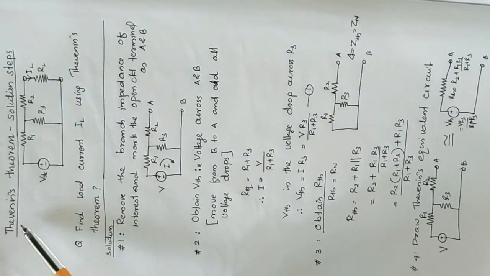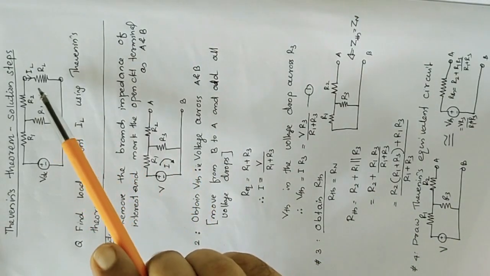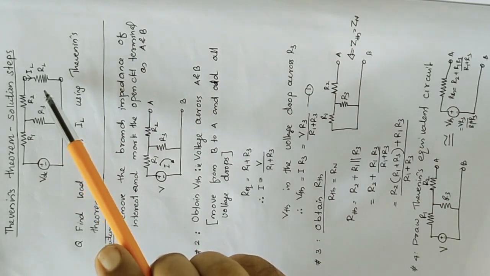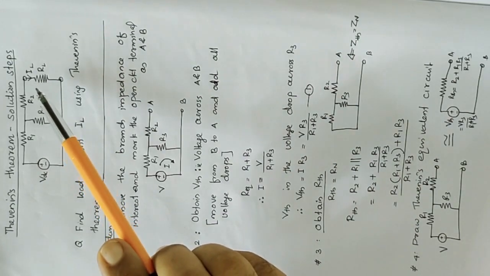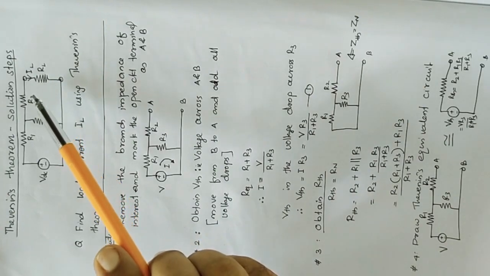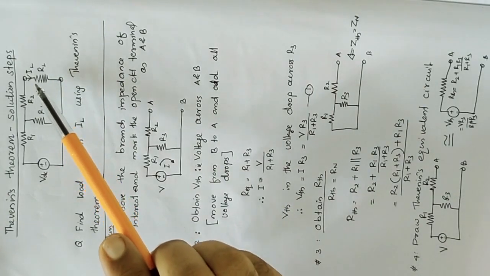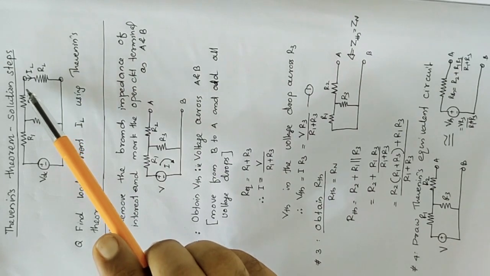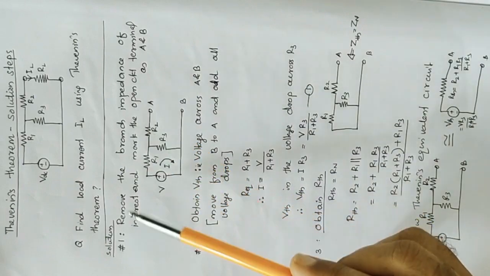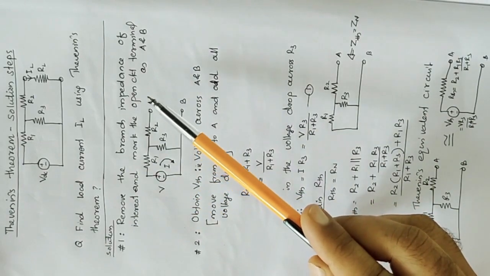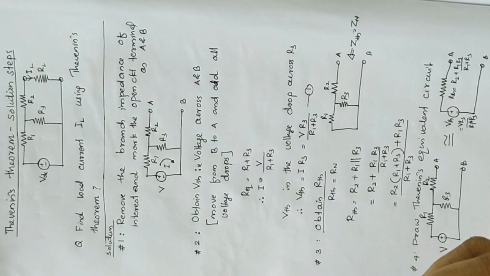So the first step in Thevenin's theorem is we need to remove the branch impedance of interest. Here the branch impedance of interest, through which we need to find the current, is RL. So we need to remove RL from the circuit. When we remove RL, it becomes open circuited. Now let's mark the open circuited terminals as A and B like this. So we need to remove the branch impedance of interest and mark the open circuit terminals as A and B.